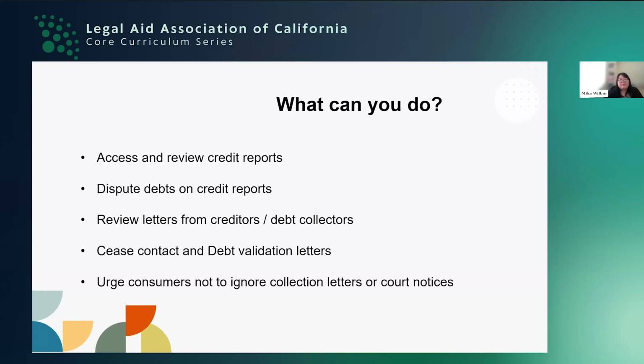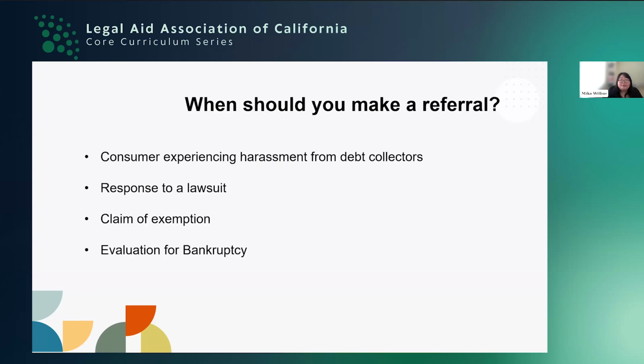I think they've extended them a little bit, but it used to be they only had 15 days to send in what's called a claim of exemption to try to protect their money. So make sure you act quickly. And move on.